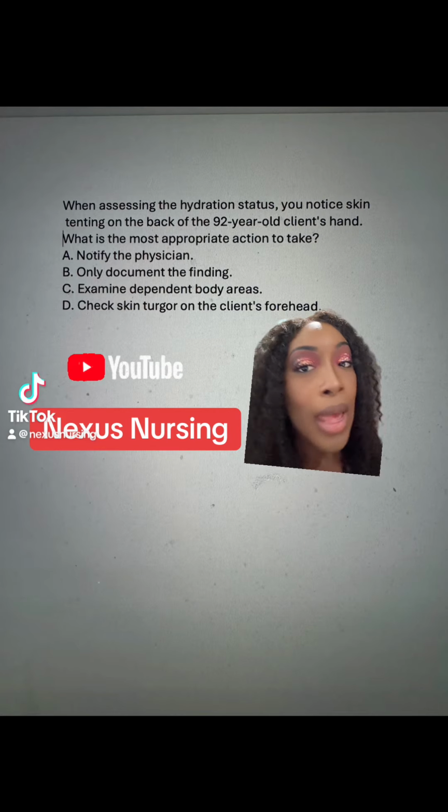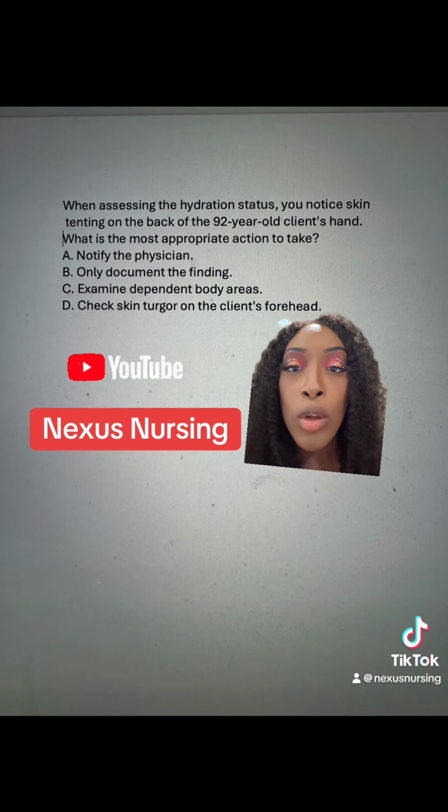Pop quiz. When assessing the hydration status, you notice skin tinting on the back of the 92-year-old client's hand. What is the most appropriate action to take? A. Notify the physician. B. Only document the finding. C. Examine dependent body areas. D. Check skin turgor on the client's forehead.